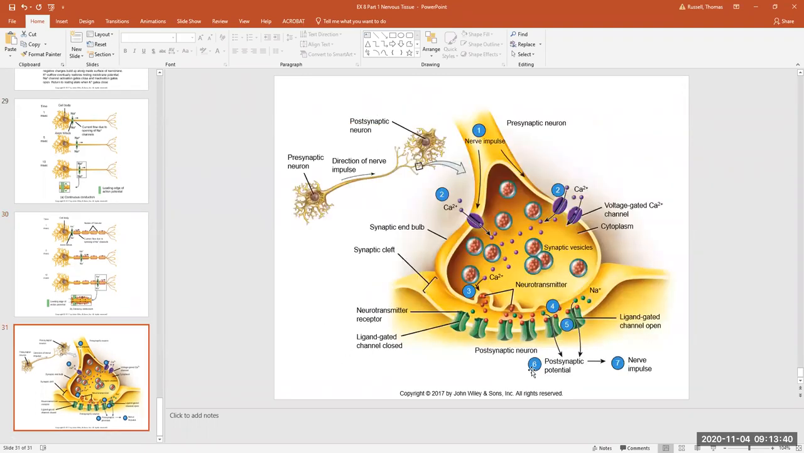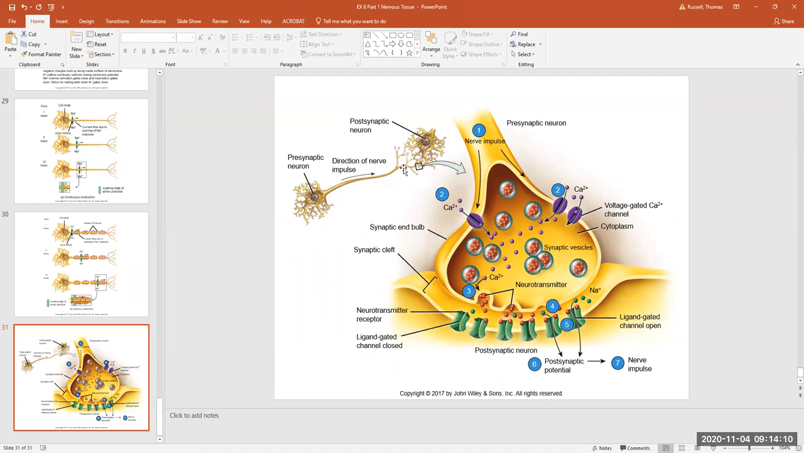Now, the last slide here is just a slide to demonstrate what happens with the release of neurotransmitters. That's the only reason why I put that here. And so what we have up here are two neurons. Neurons basically make contact with target cells in the body. It can be another neuron or it can be a muscle cell. And where a neuron makes contact with another target cell in the body is called a synapse.